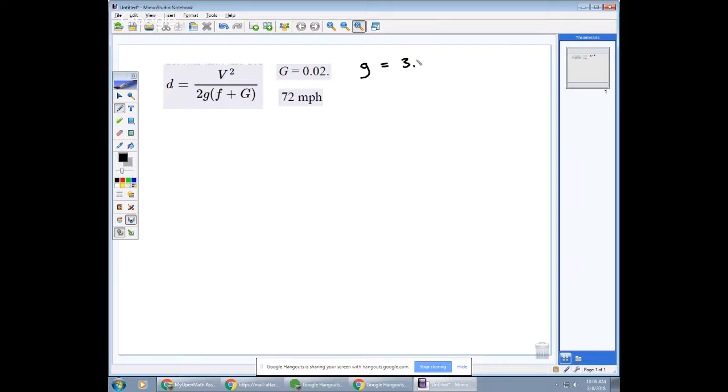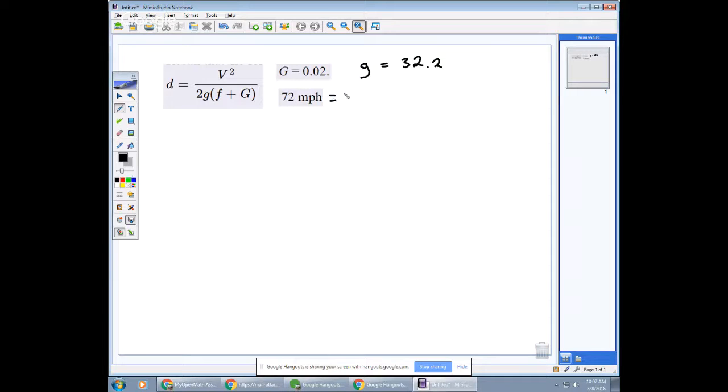All right, so then we also have that little g is 32.2. Let's see, what else do I need? Is this V right here, the 72 miles per hour? Not quite, what's wrong with it? It needs to be in feet per second, yeah. So in order to use this for V, we got to convert that.